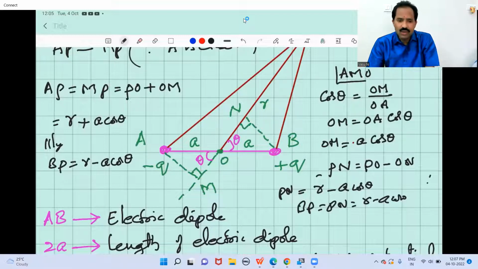Now we got all the values. AP is R plus a cos theta, and BP is R minus a cos theta.